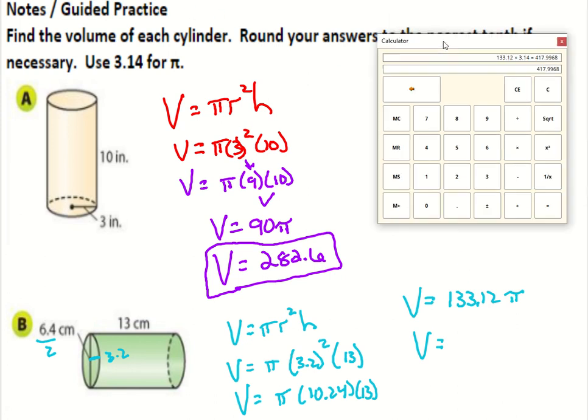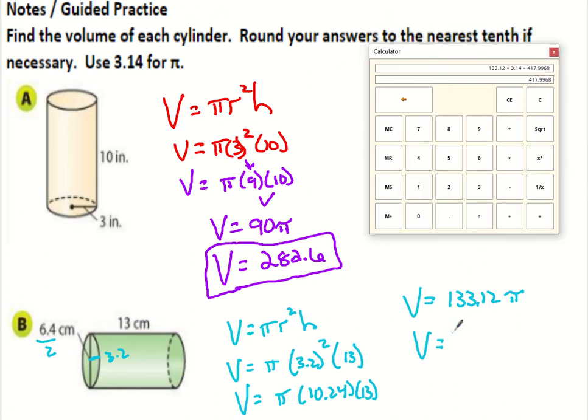And then it does tell us that we can round to the nearest tenth. So this is going to be 417.996. So if it's 996, it does say round to the nearest tenth. Well, these are tenths, so this number is going to make this round up. So it's actually going to be 418. Because that's really, really, really close to 418. And so we're just going to stop there.